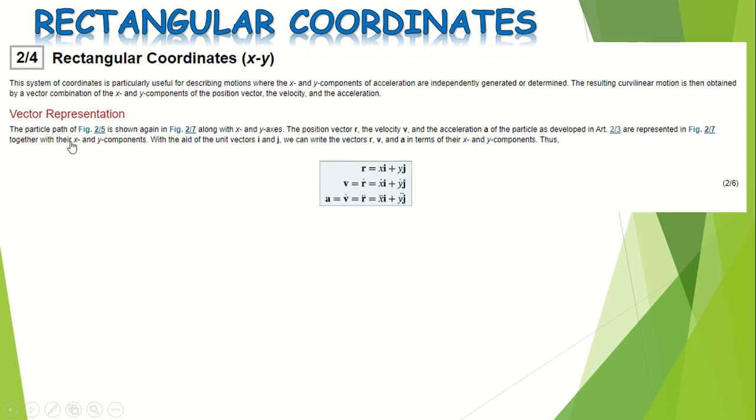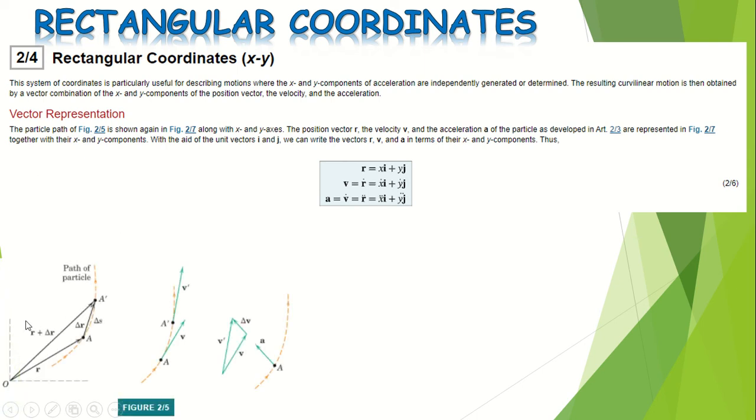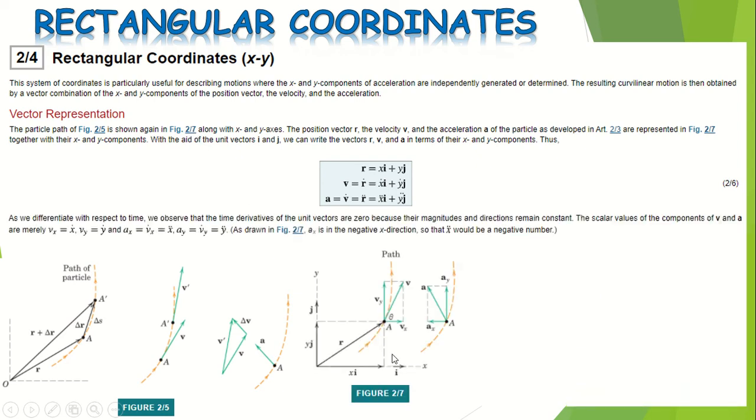Okay, so vector representation, the particle path of figure 2.5. If you read the readings that I have given you in the BBL, you will see this one. But anyway, I will show this figure here. This is the illustration that is in figure 2.5. So we have here the path of the particle, the color which is orange. It is also shown again in figure 2.7, so this is the new figure.